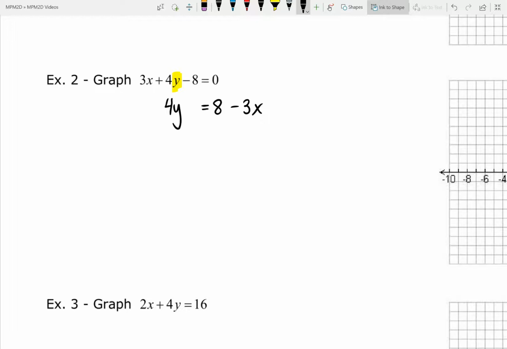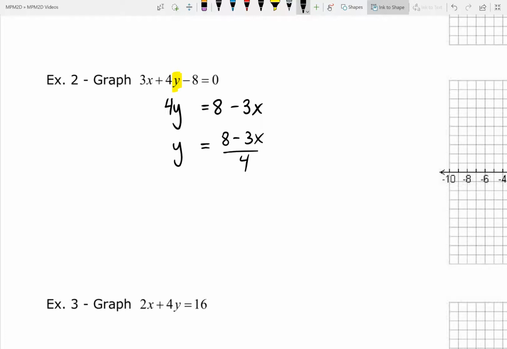Okay. So I'm almost there. I need to remove the 4 so I can get y by itself. So I have to divide both sides of the equation by 4. So if I divide by 4, 4y divided by 4 gives me y. And on the right side, I have 8 minus 3x over 4.